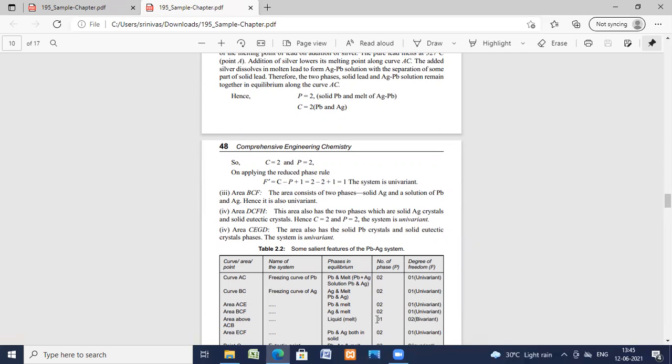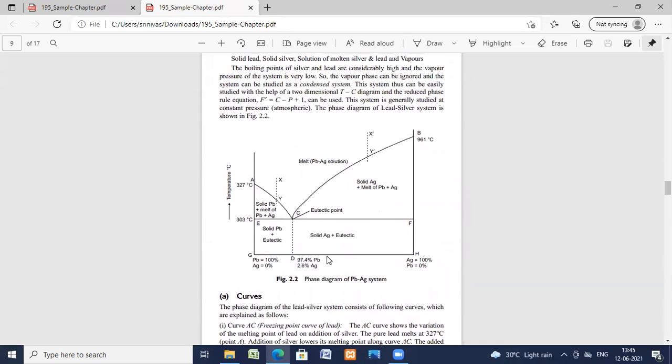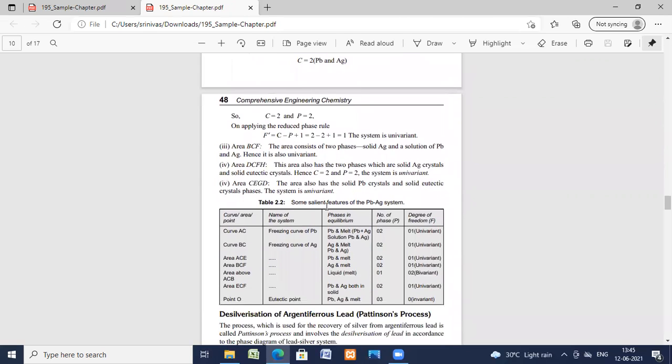Number of phases is 1, and the components are 2. Here you can see A, C, B. Only the liquid melt is there. 2 minus 1 is 1, 1 plus 1 is 2. Bivariant system. I am repeating, the area above ACB is complete liquid.